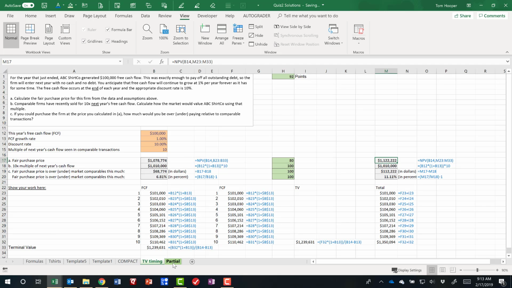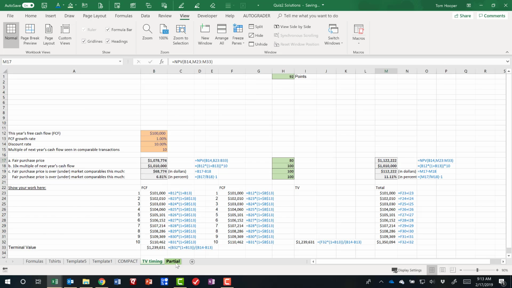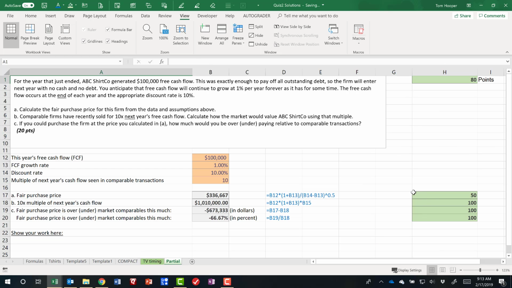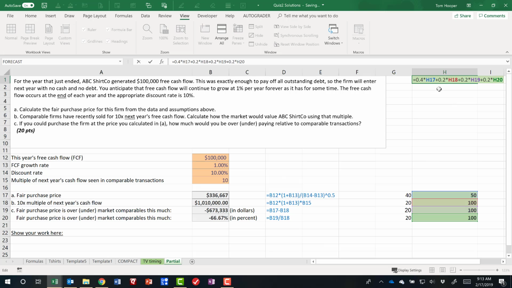Speaking of partial credit, I wanted to point out over here, so 40% of this problem was weighted toward getting the fair purchase price. That's where all the work was. 10 times next year's cash flow was pretty easy. Subtracting 2 cells was pretty easy, and taking their percentage difference was pretty easy. So the weighting on the grading was 40, 20, 20, 20.